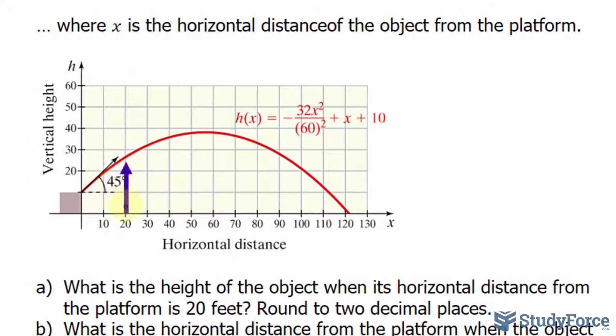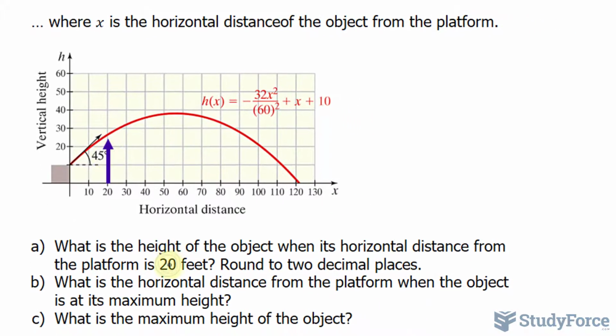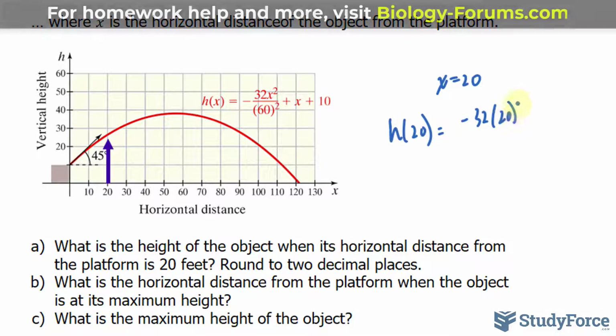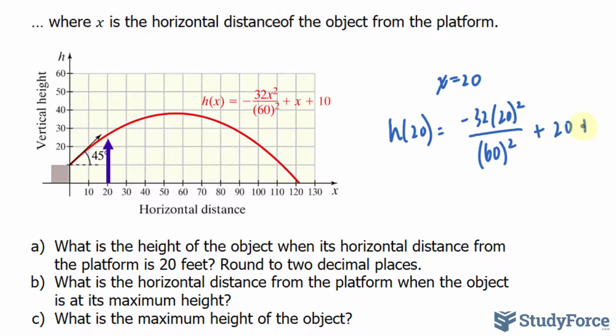Now, of course, you can use this graph to do that. You can try to predict what the y value of that point is, but that's not practical. We actually have a function that can give us the actual value. And here's how it's done. I'll take this 20 feet, x is equal to 20, and substitute it into my function where I have h at 20 is equal to negative 32 times 20 raised to the power of 2. Notice that I replaced the x with 20. 60 raised to the power of 2 plus 20 plus 10.